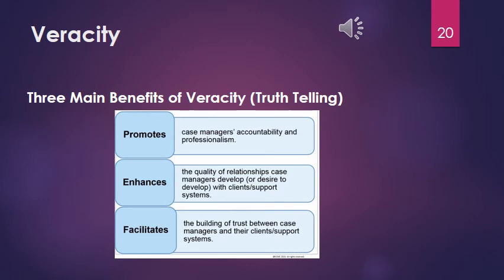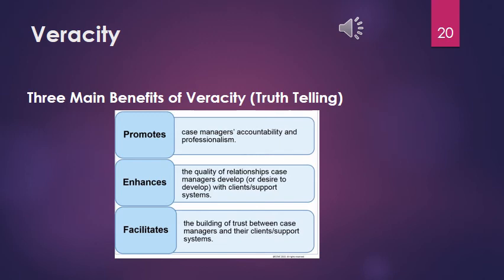Veracity is the ethical principle that obligates you to tell the truth to your clients and their support systems, to professional colleagues and any other individual or entity you deal with while providing case management services. Truth-telling adds value to both you as a case manager and to your client's support systems.